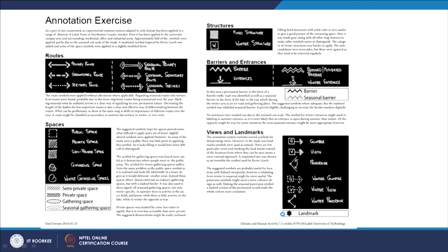So that is where he started talking about the annotation exercise, where he develops these seasonal variations: how a primary route becomes a seasonal route, how public space and private space change, the views and the landmarks, the barriers, and how a barrier could be mitigated, and how we can talk not only about the summer entrance but also the winter entrance.